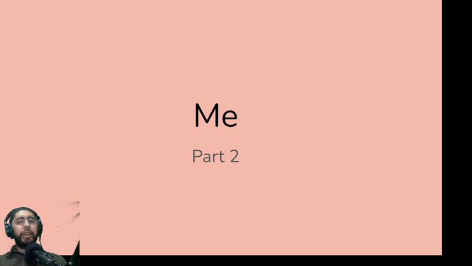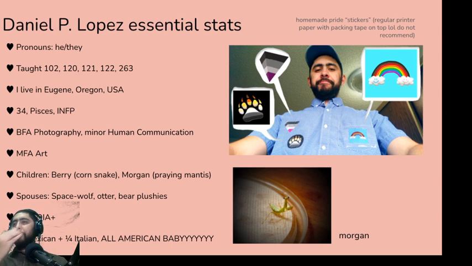Okay, so next I'm going to talk about myself, and I'll talk about why. So these are my stats. Of course, my pronouns are he, they. My name's Daniel P. Lopez. I've taught 102, which is this class, 120, which is beginning Photoshop and Illustrator, 121, which is intermediate Photoshop and Illustrator, 122, which is video, and 263, which is digital photography.